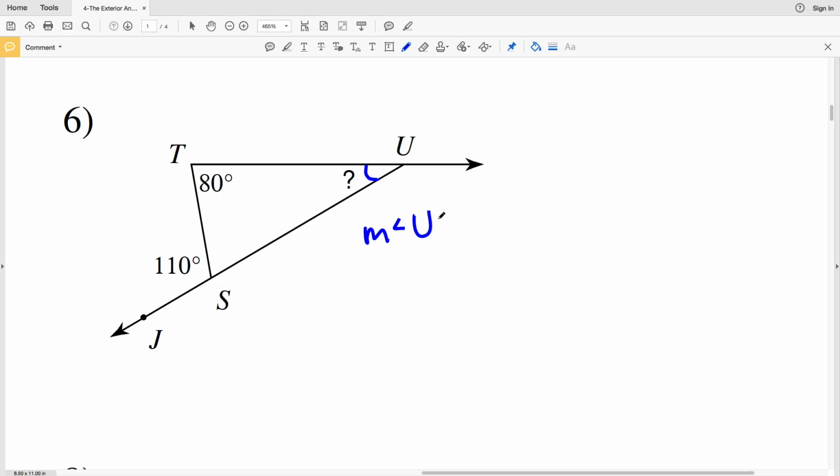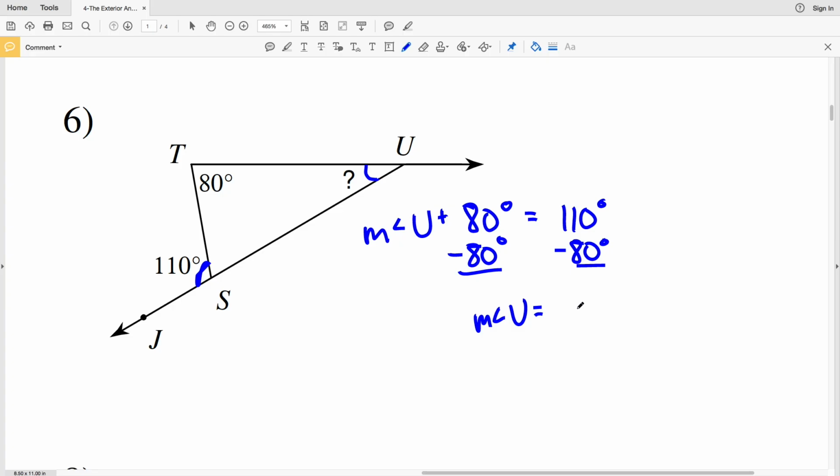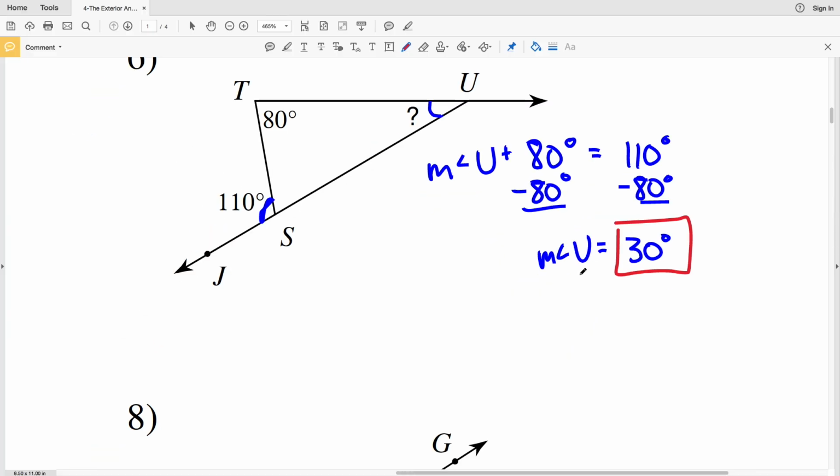The measure of angle U added to the measure of angle T is going to equal my exterior angle, because U and T are angles within a triangle that are not adjacent to the exterior angle. So when I subtract 80 degrees from 110, I get that the measure of angle U is equal to 30 degrees. So 30 degrees is my solution for number 6.